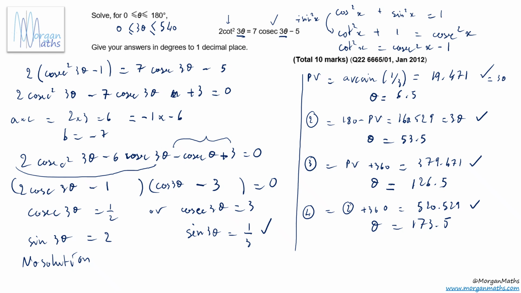And finally, I would then write out all of the answers for the examiner to make my answer very clear. So the possible values for theta will be 6.5, 53.5, 126.5, and 173.5. And that on this question is what's required to get 10 marks.